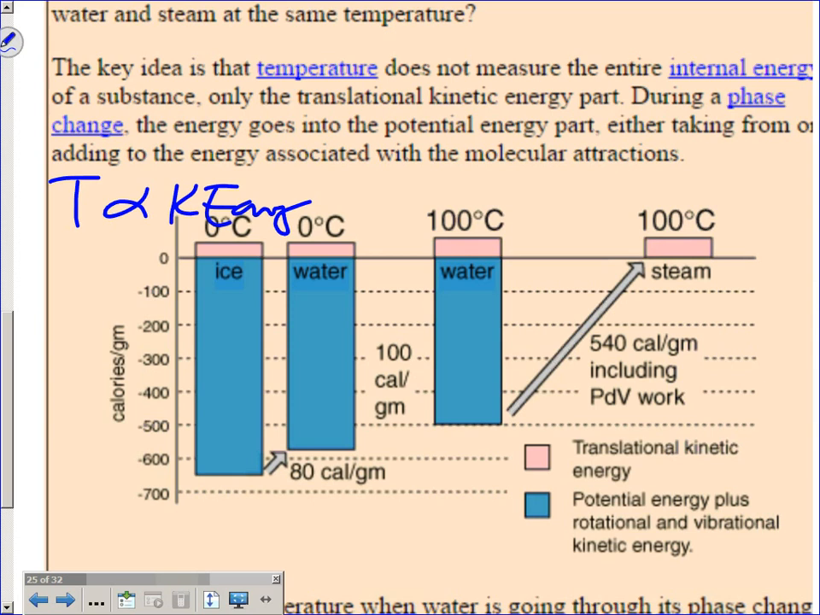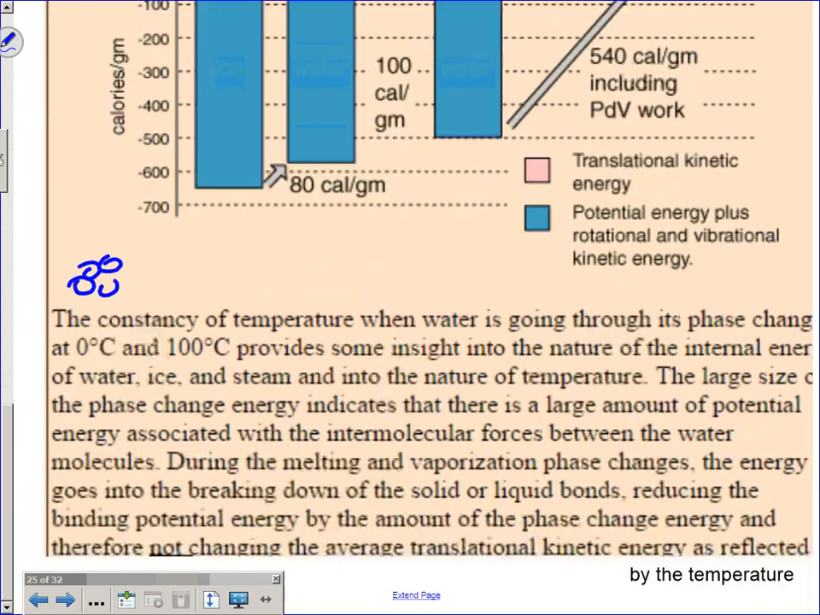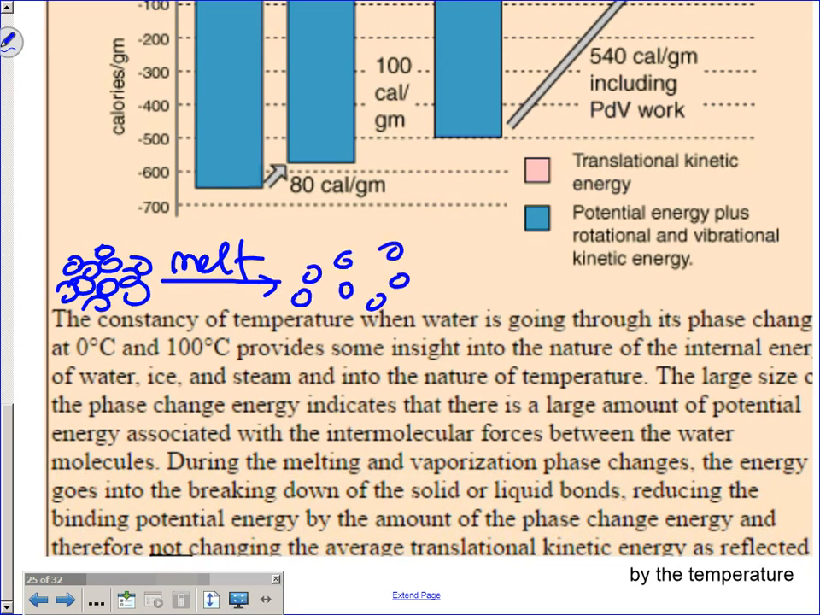So if I have an ice crystal and the particles are very close together, they're very, very stable together. But as I melt them, the particles start to separate. This stability means it has low potential energy because it's very stable. Remember, positional energy is what potential energy is referring to. And as they melt, what increases? Potential energy increases, because they're moving away from each other.